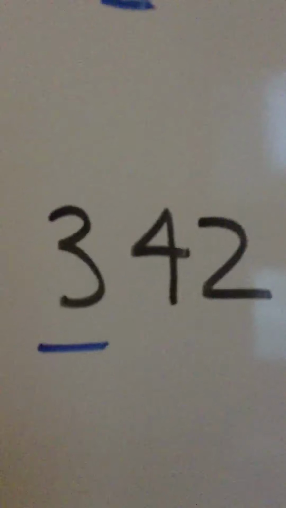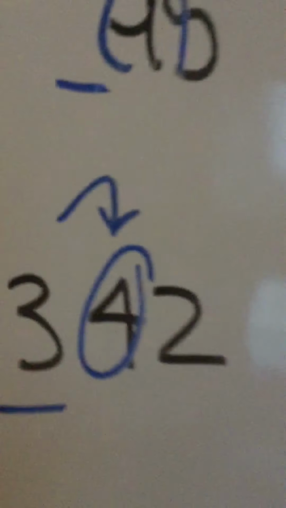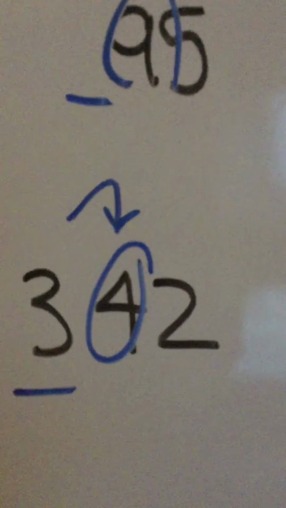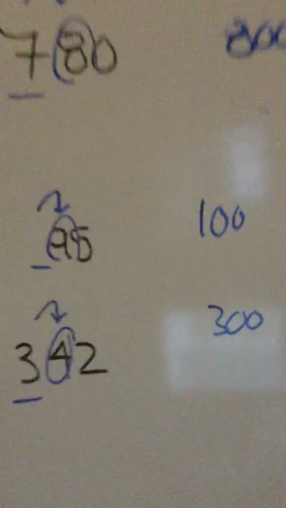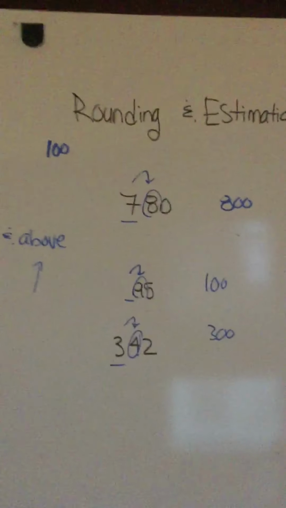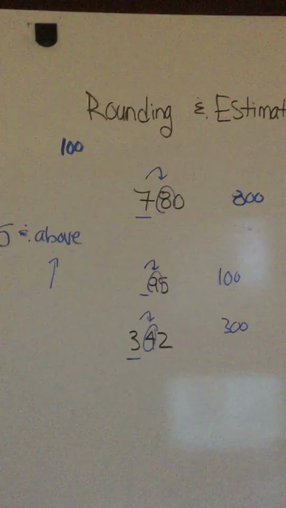Our last one is 342. I know 3 is in my hundreds place. I'm going to look behind my 3. That number, 4, is not 5 or above. So it's going to stay the same. So there's my 300.